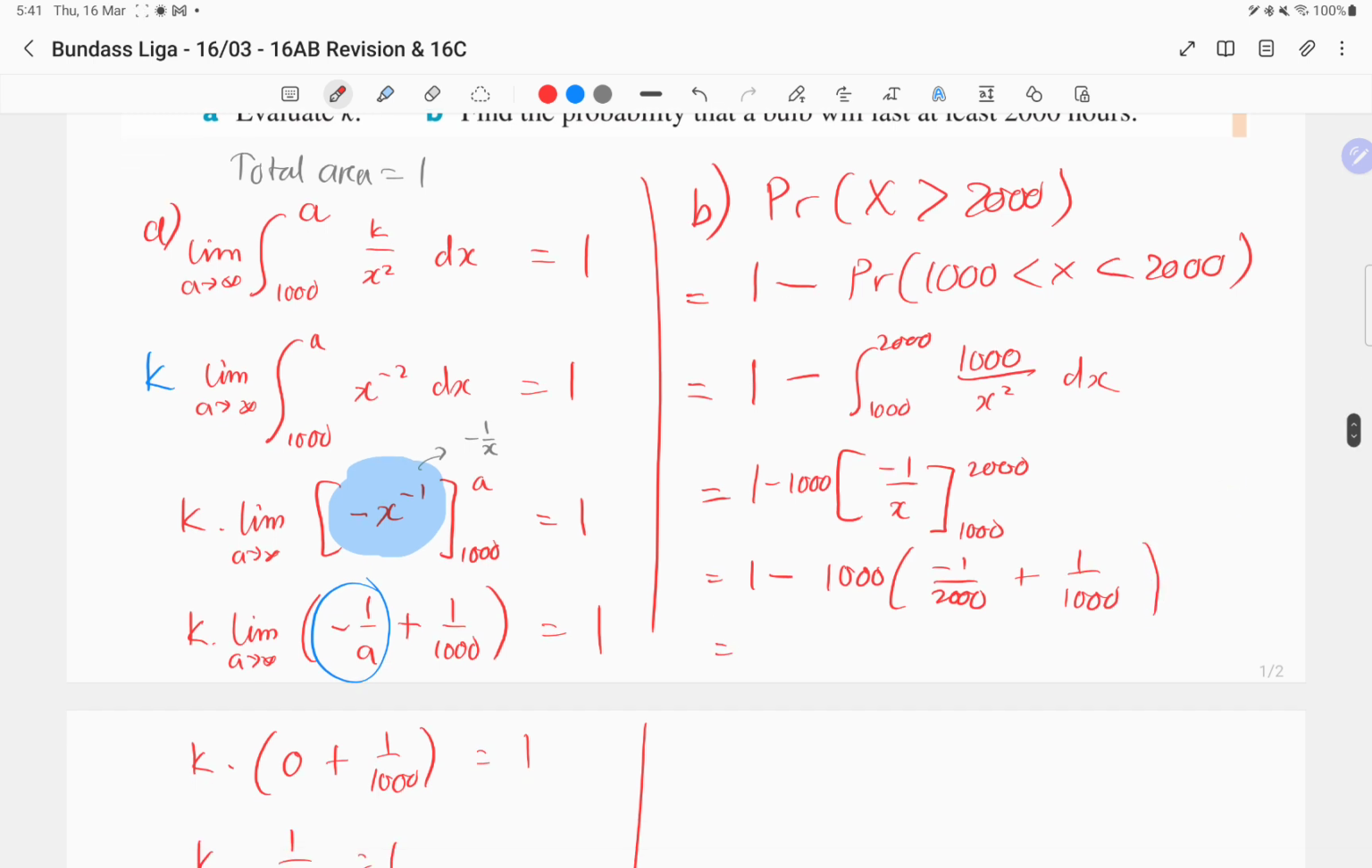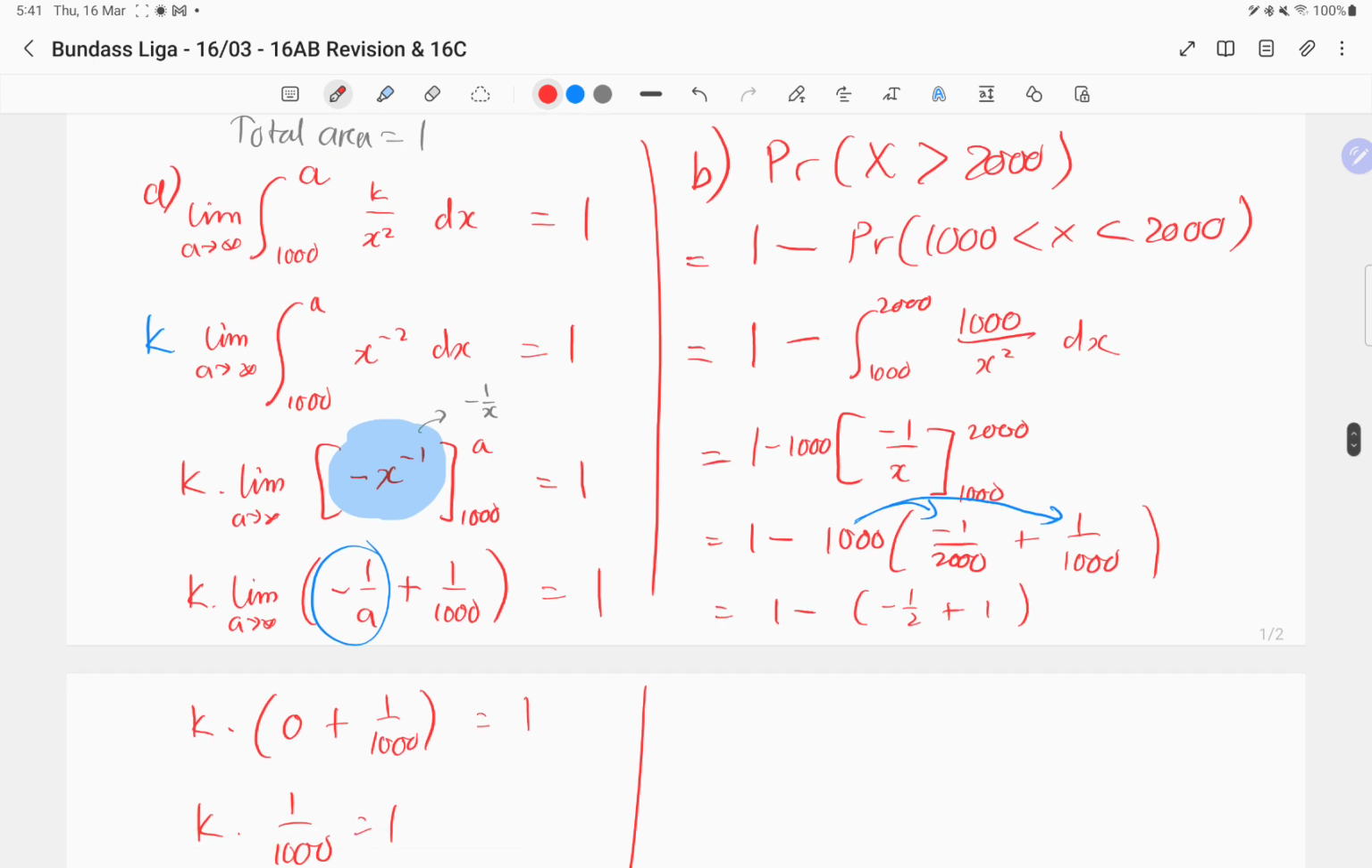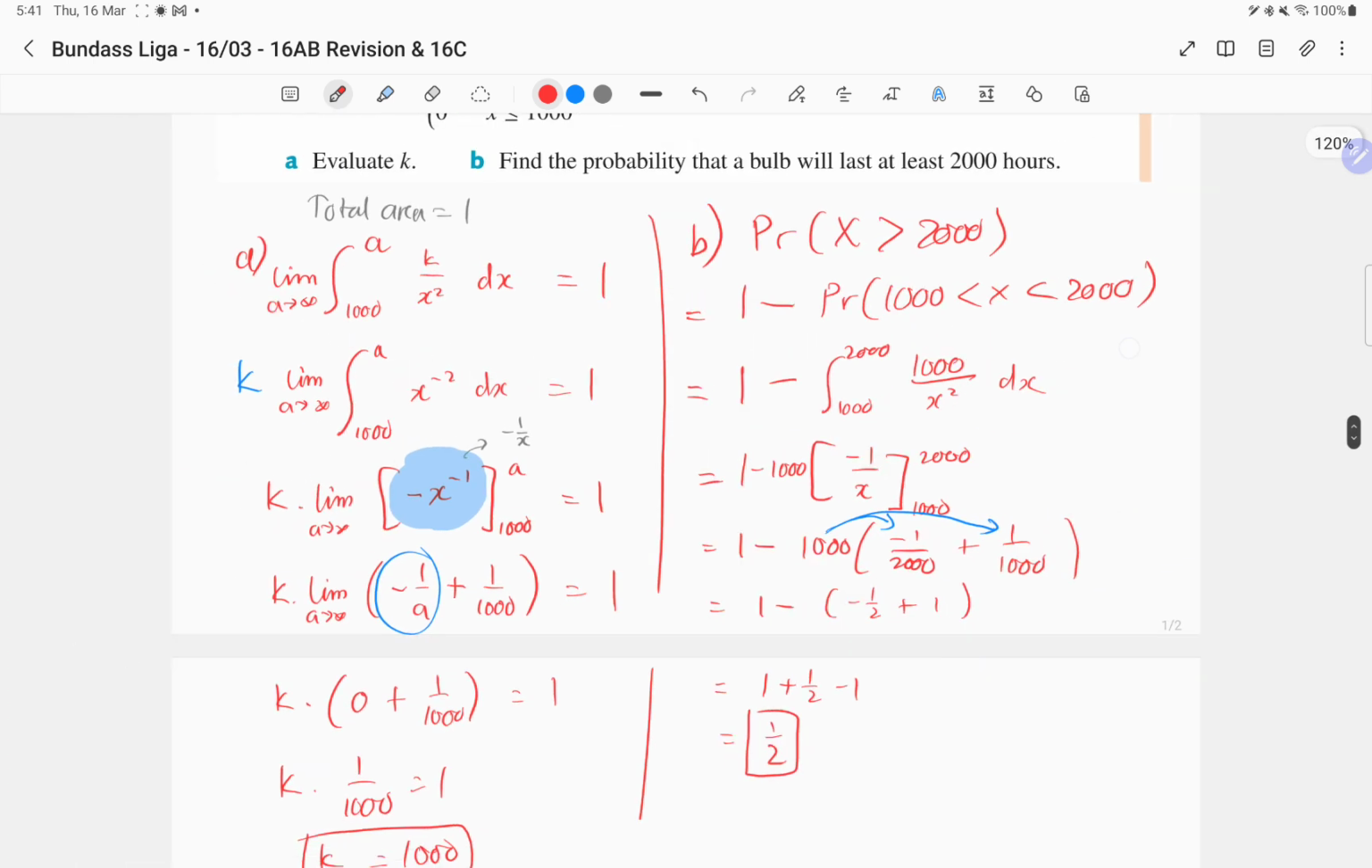Okay, and now I can multiply the 1000 into each of the terms in the brackets, and that would be 1 minus, so that would be minus 1 over 2 plus 1. Okay, expanding the brackets will be 1 plus 1 over 2 minus 1, which is 1/2. So the probability that x takes more than 2000 is just a half.